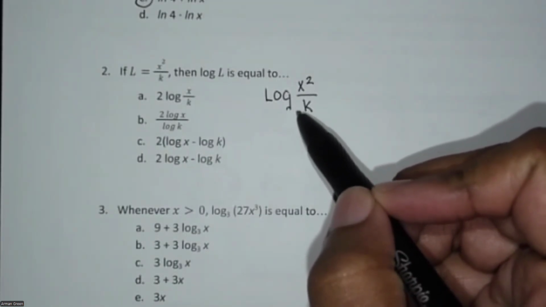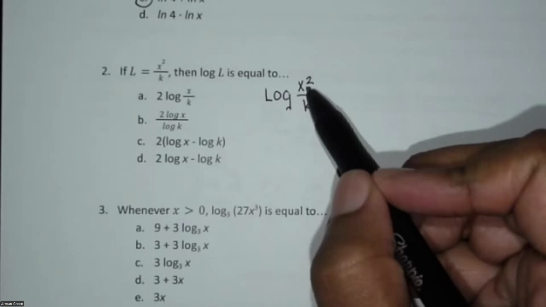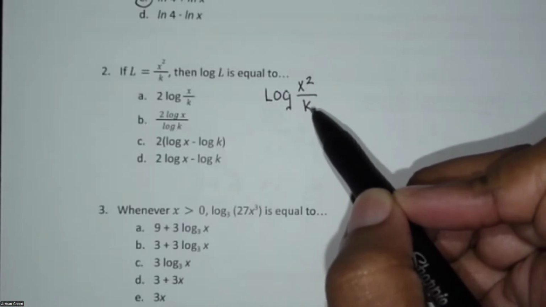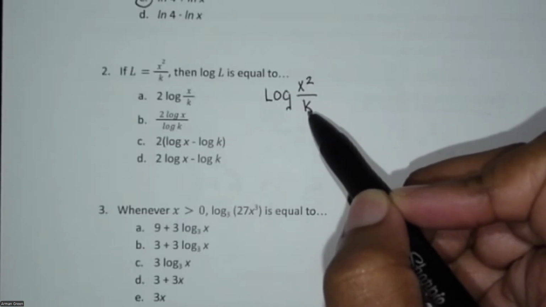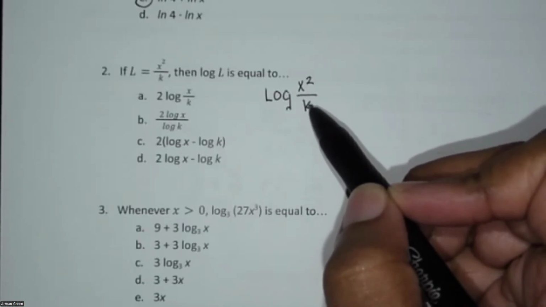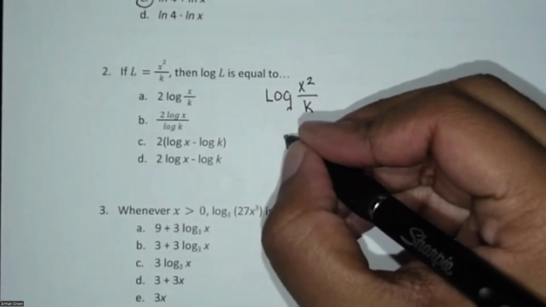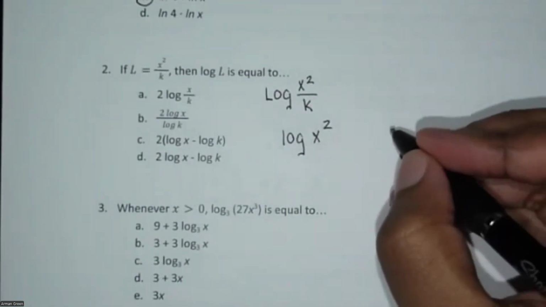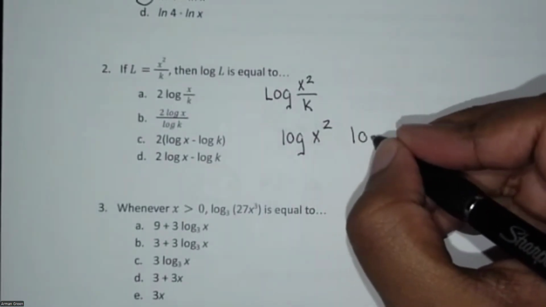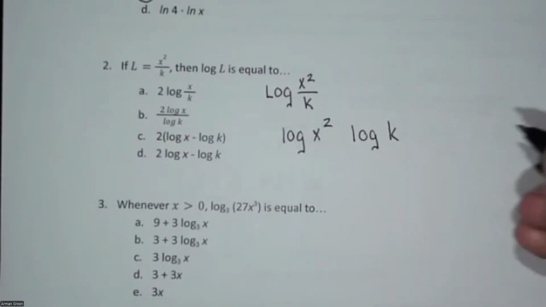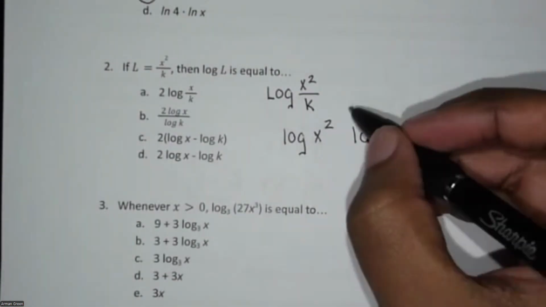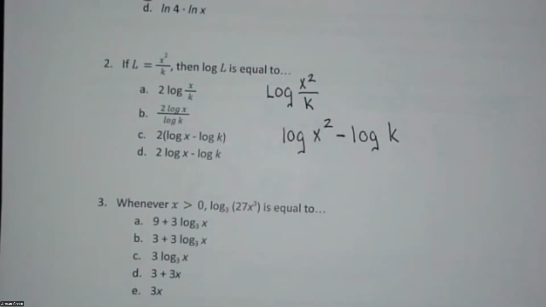So, a couple steps here. One thing I noticed is that we are dividing two things. We are dividing x squared and we're dividing k. So what that tells us is that, okay, with dividing, we're going to split it up into two parts. We have the log of x squared, that's 1. And then we have the log of k. And since we're dividing these two things, that means that in the middle, we have a subtraction sign.